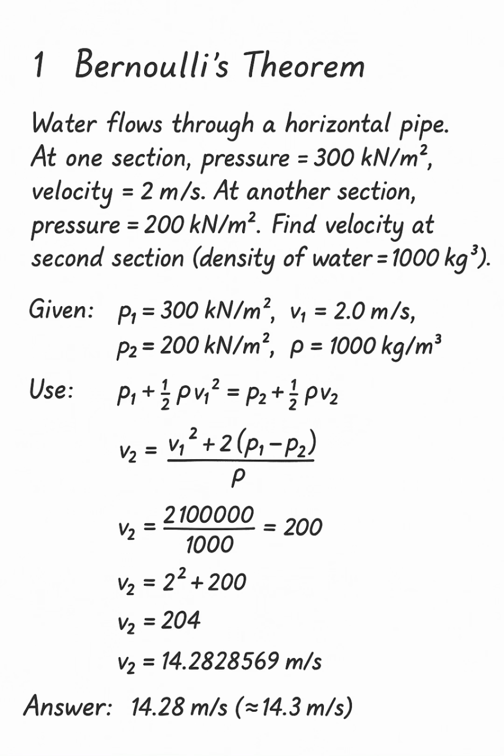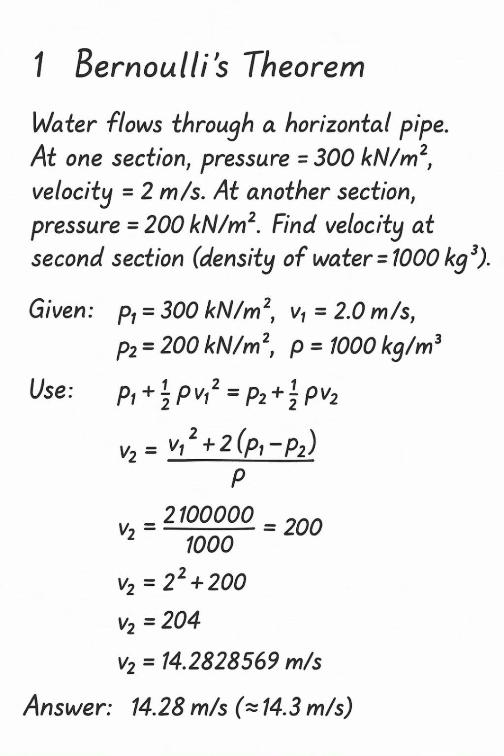We use Bernoulli's equation. Since the pipe is horizontal, the elevation term cancels out. So we apply P1 plus half rho V1 square equals P2 plus half rho V2 square. Rearranging gives V2 square equals V1 square plus 2 (P1 minus P2) divided by rho.